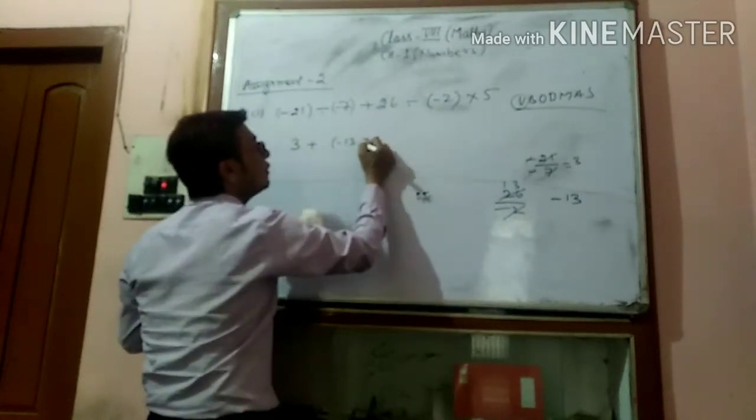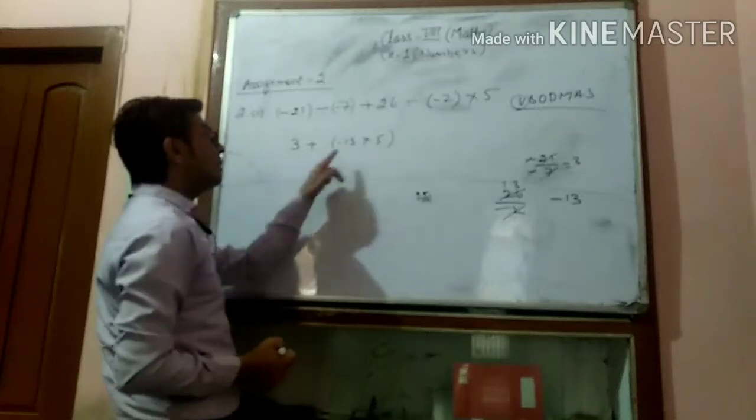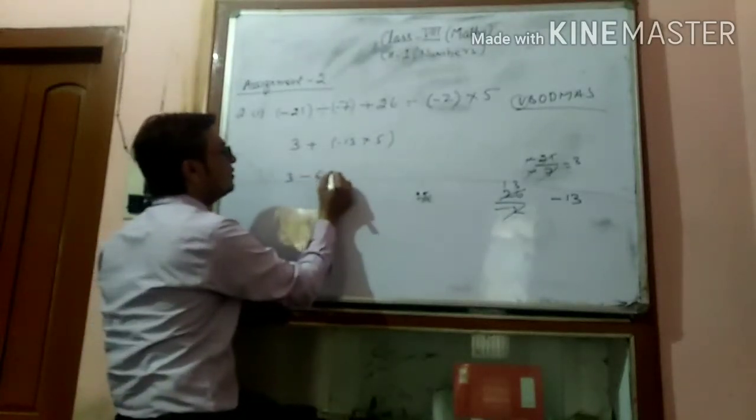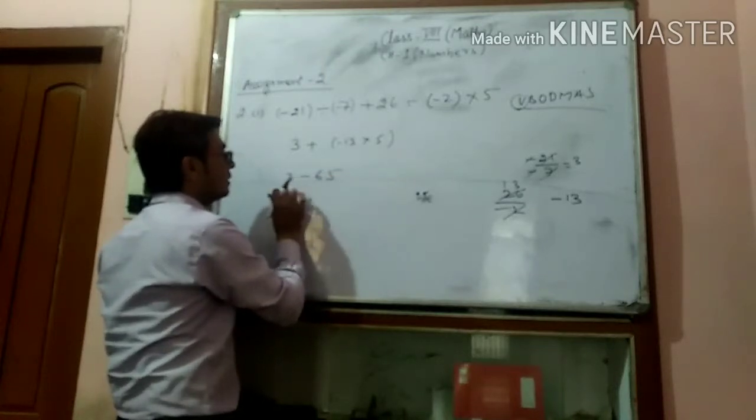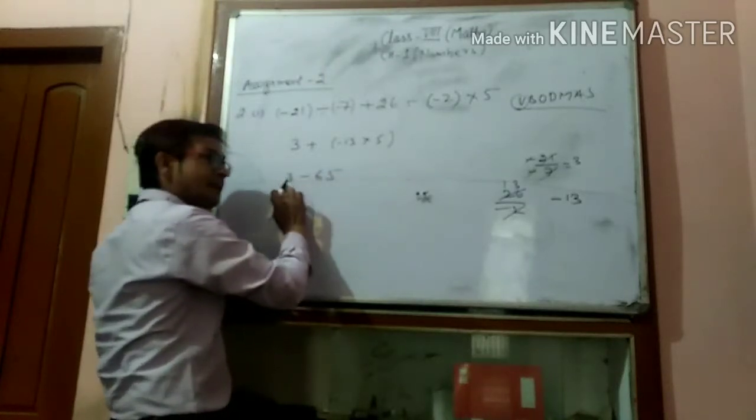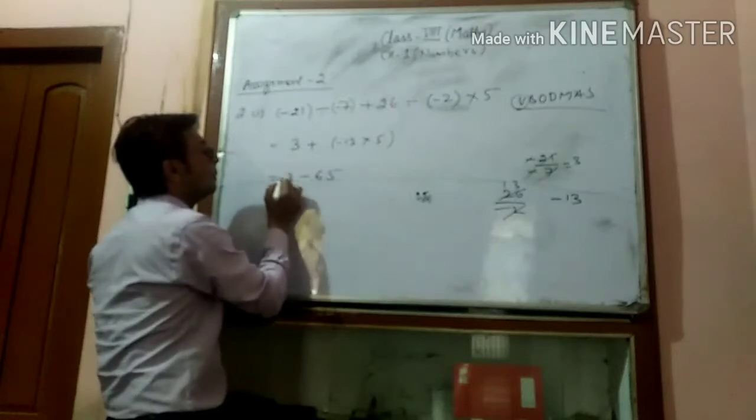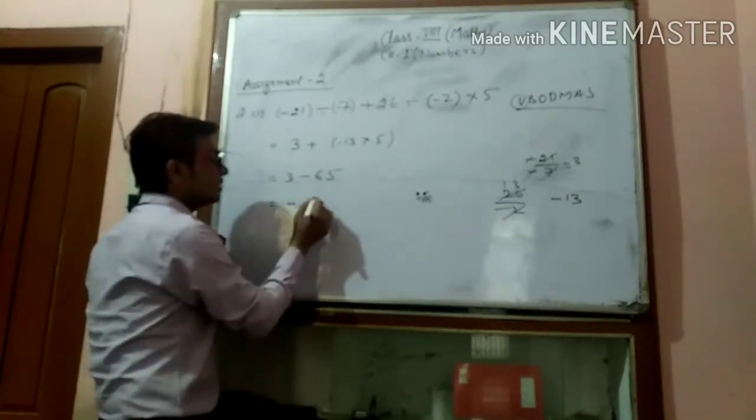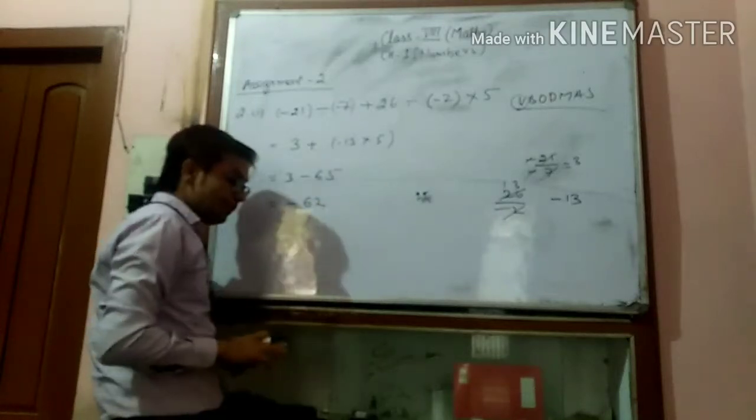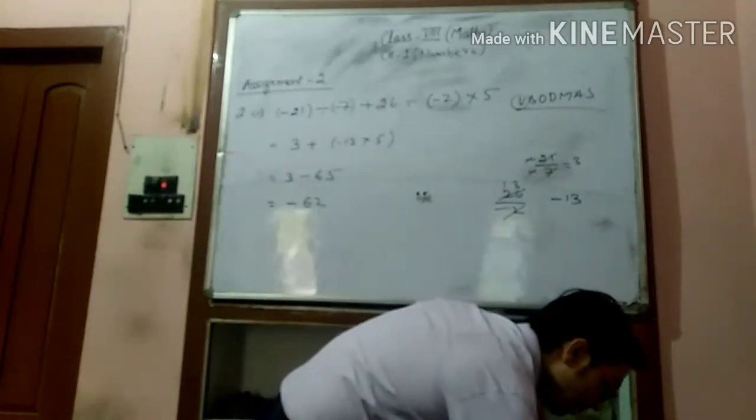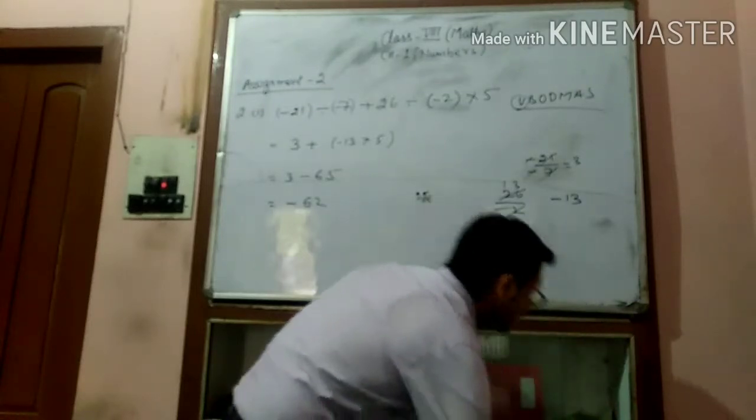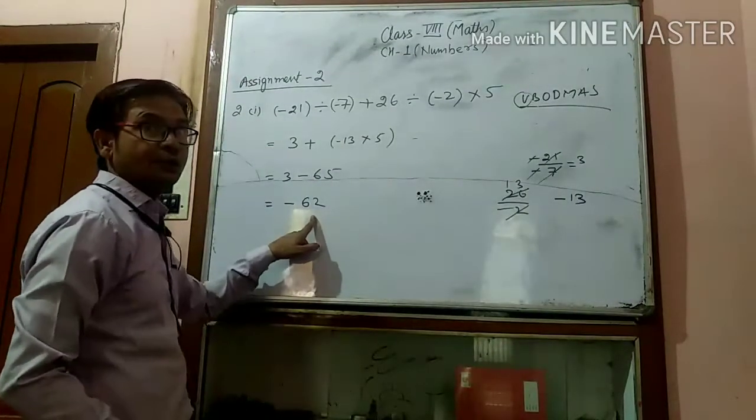And here into 5. Now multiply 13 by 5, which is 65. So minus 65, and minus 65 plus 3 gives minus 62. So this is your answer: minus 62 for the second first question is minus 62.